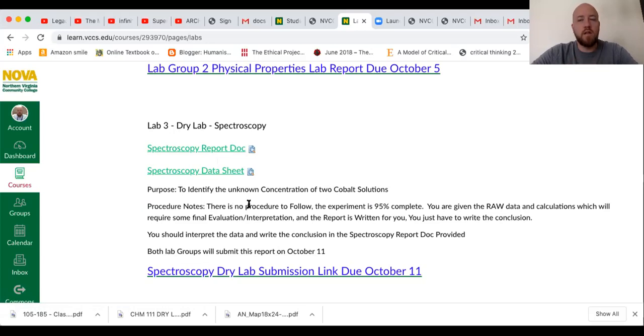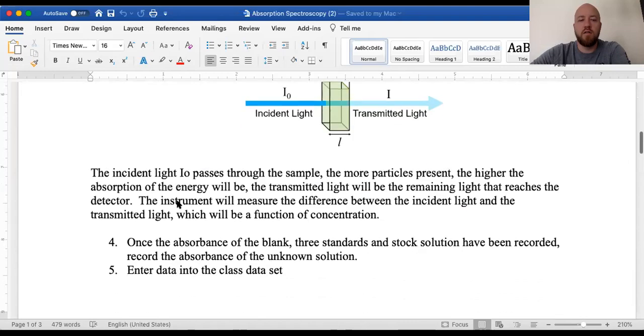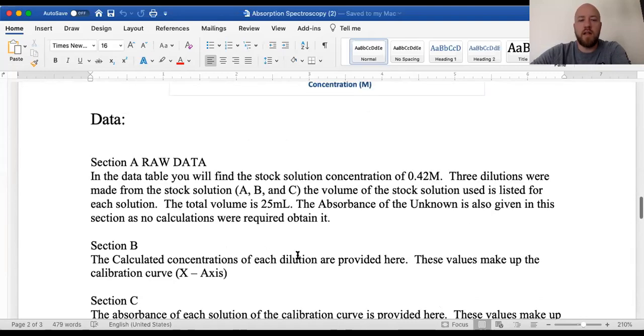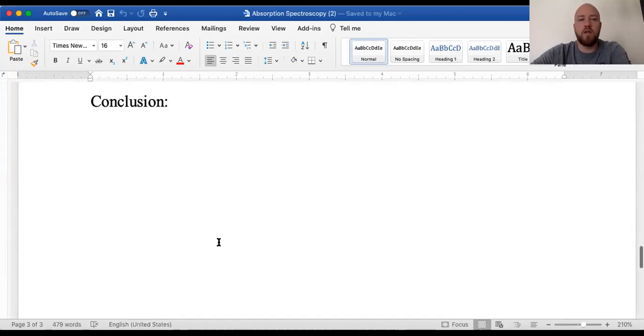Now that seems simple, and it really is, but let's take a look at what the lab is about, because there are some concepts within this experiment that we haven't quite gotten to yet. Let's take a quick look at the handout. This is the lab report. This is what you're going to submit. I have given you the lab report: title, purpose, procedure, the data section, which is the Excel sheet as well. The only thing I've left blank is the conclusion. So you just need to fill in the conclusion section.